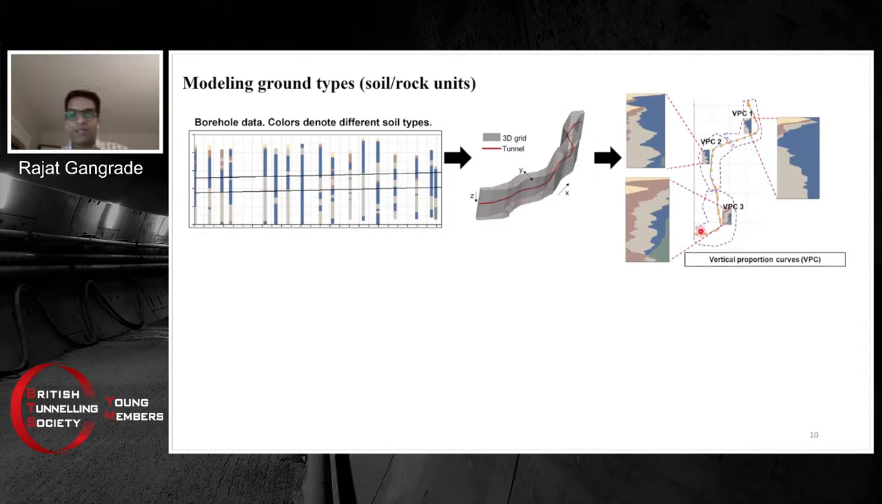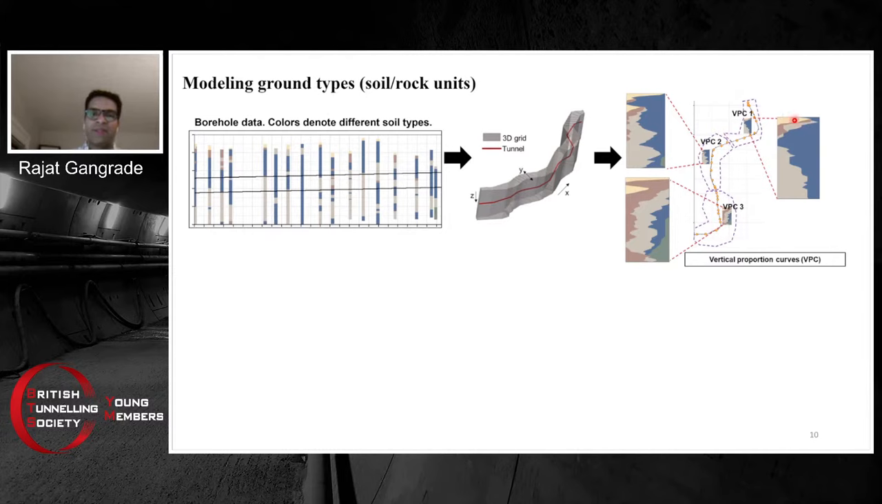For any tunnel project alignment, the approach is to understand the variability of the ground at each regional scale location of the tunnel project. This is important because, as you can see, I have divided the tunnel alignment into three different polygons. The reason I've done that is to understand the proportion of a specific soil type as we progress through the tunnel alignment.